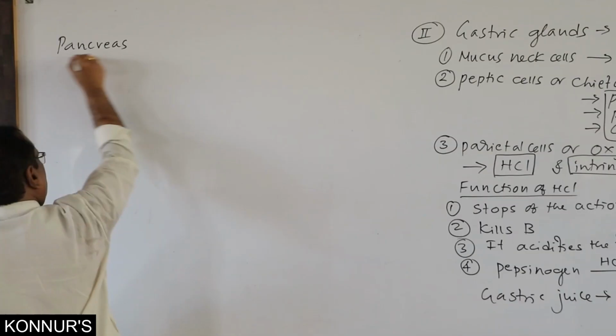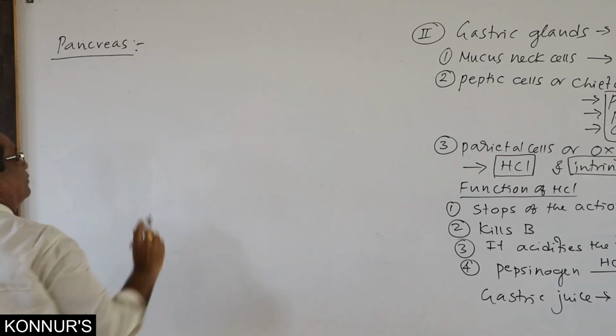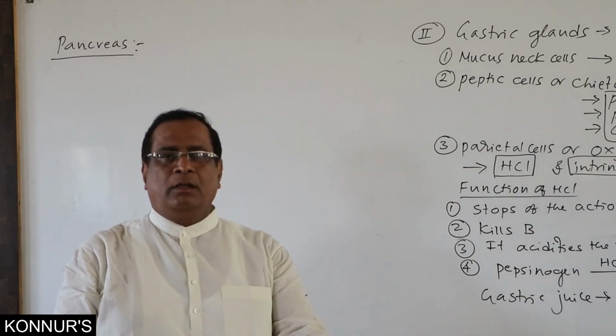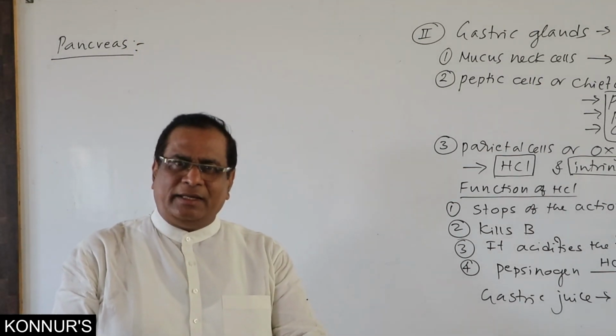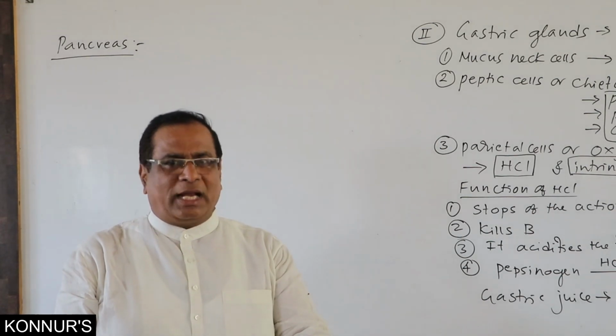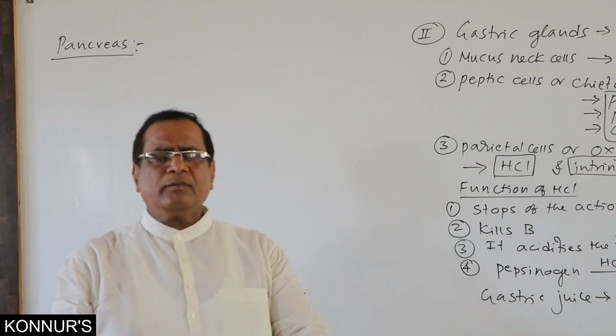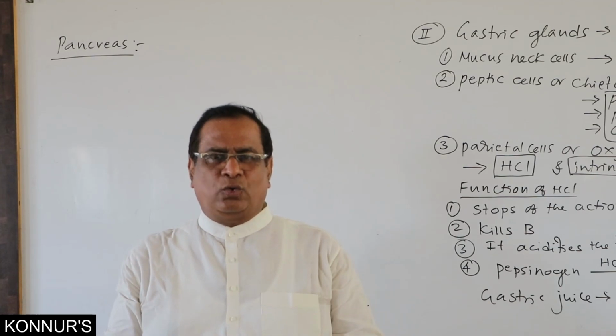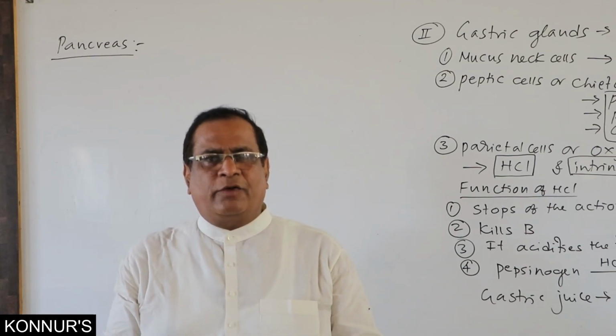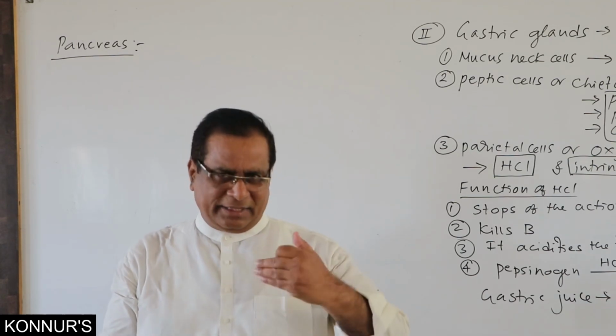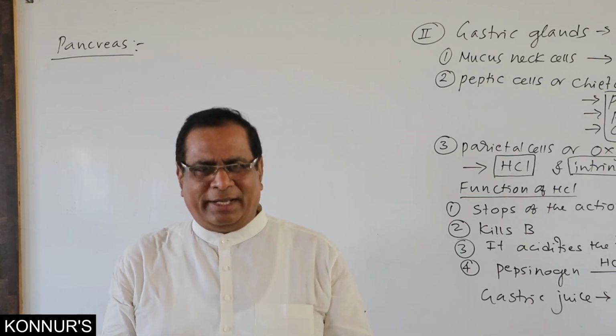Pancreas, it is both exocrine and endocrine gland. We know about exocrine gland. Exocrine glands are the ductful glands. They send their secretion through their own ducts.